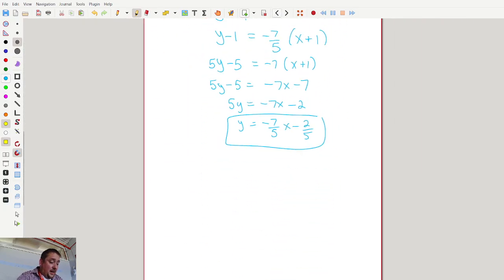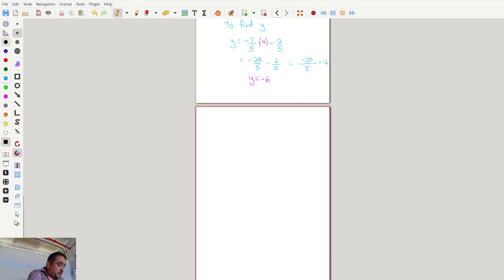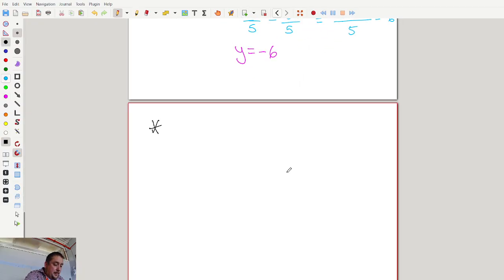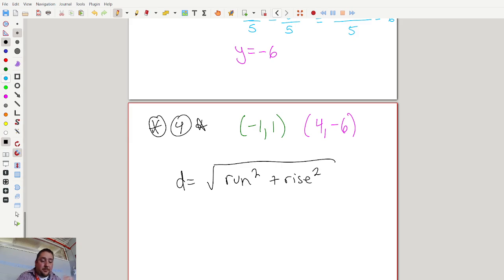So at the end of the day, number 4, we're now finishing the question. Yay. Part 4, the big one. Yay. Point P was negative 1, 1. We found the intersection as 4, negative 6. And the distance between those two points is the square root of run squared plus rise squared.